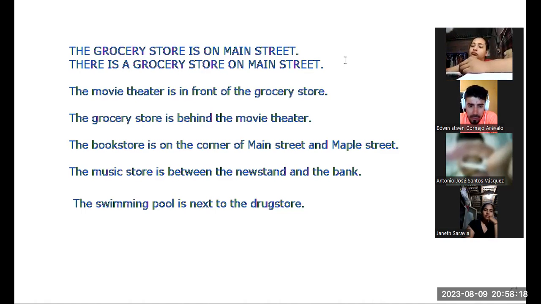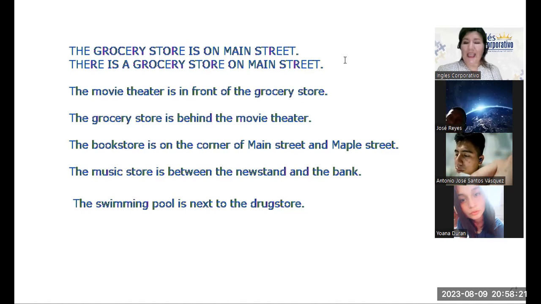Si yo de veras les doy así como el extremo de la explicación, vea. The Chinese restaurant is between the bank and the bookstore on Maple Street across from the grocery store. And there you use many prepositions. Ahí usan un montón de preposiciones, pero no se pierden. And you say, what, teacher? The swimming pool is on Maple Street behind the grocery store and next to the drugstore.